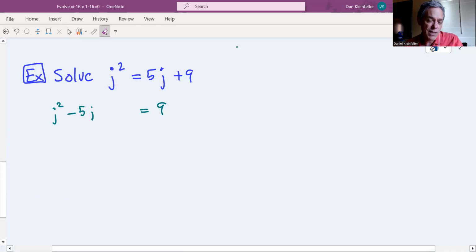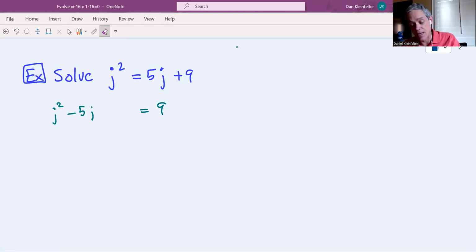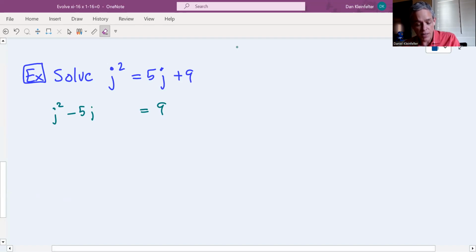So on this one, what is going to make this one a little maybe trickier is the fact that the coefficient of j is a 5, which is an odd number. So when you go to take half, you're going to end up with a fraction. And a lot of people don't like that. So let me do that off to the side on my scratch paper. So our coefficient of j is negative 5.